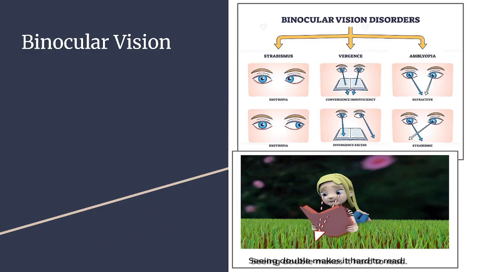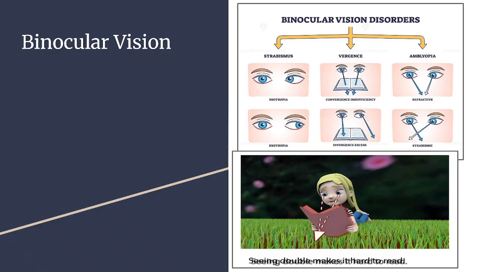Now, the conditions of the eye muscles. Binocular vision. Binocular vision is the ability to perceive a single unified image using both eyes simultaneously, which allows for depth perception and a three-dimensional view of the world. It involves the eyes working together to focus on the same object, with each eye providing a slightly different image to the brain, which then combines them. This process is also known as stereoscopic vision.